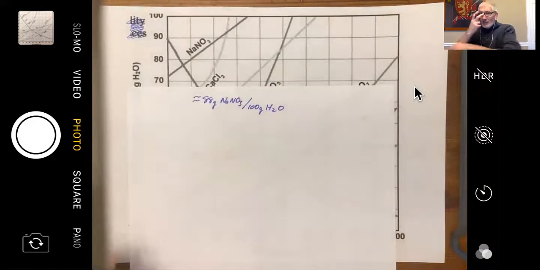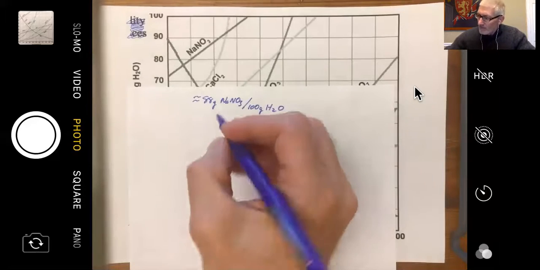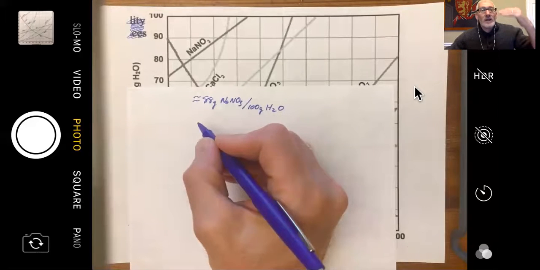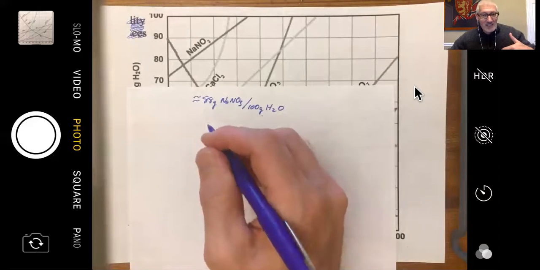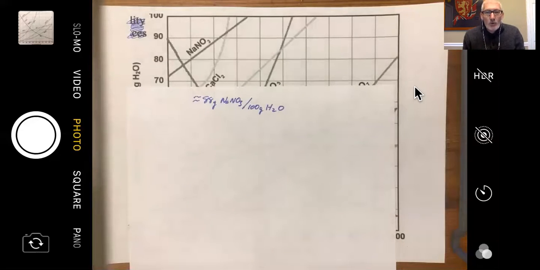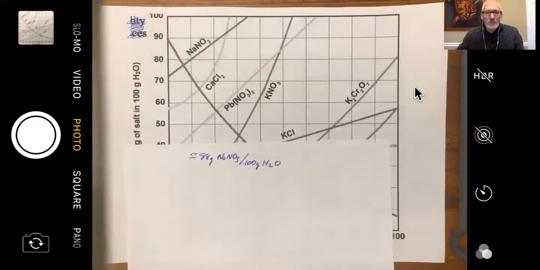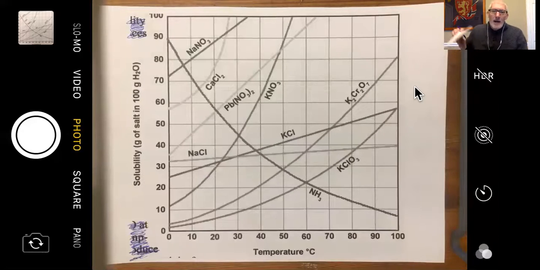So Stella, I'm going to stick with you here. What if I dissolved only 70 grams of NaNO3? Would that be an unsaturated, a saturated, or a supersaturated solution? Unsaturated. Yeah, because I could go all the way up to 80, but if I only had 70 something, there's still more room, okay? So this is how we kind of read this, all right?